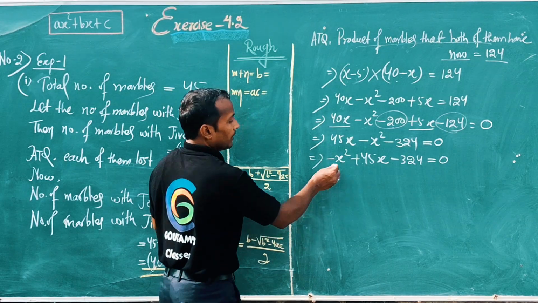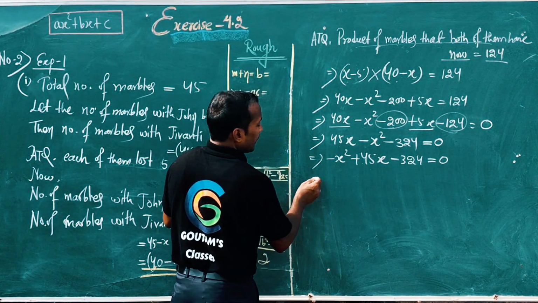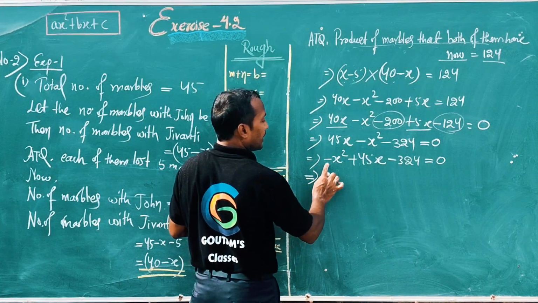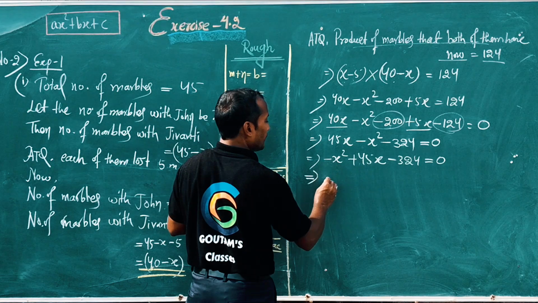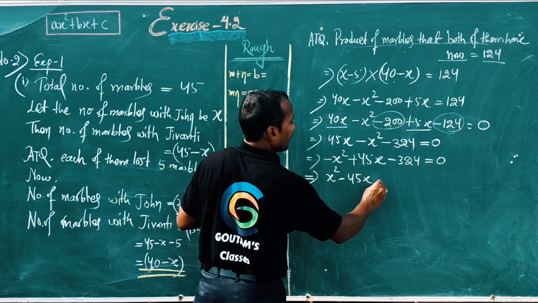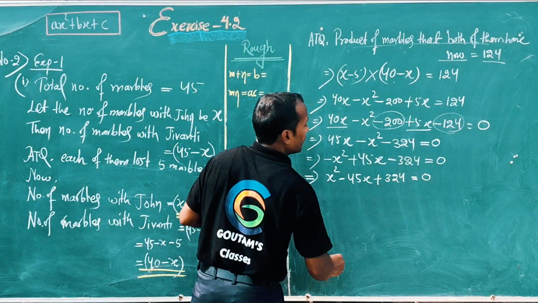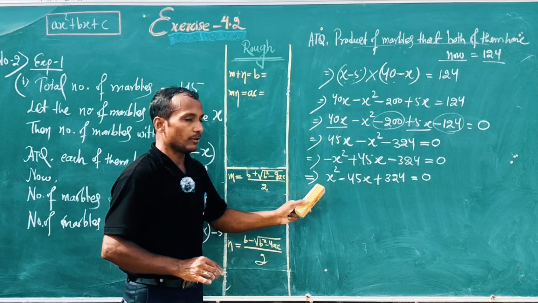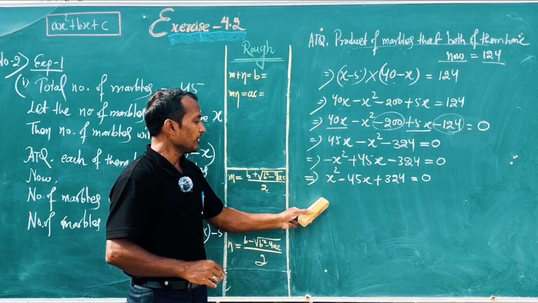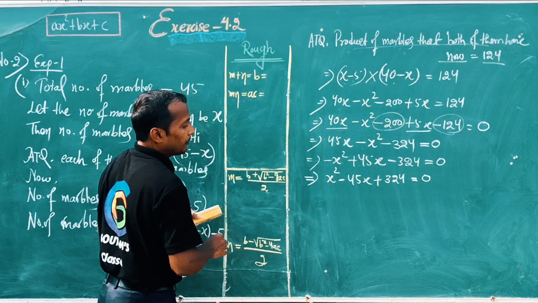You can see the term with x square is at the beginning: ax square plus bx plus c. But let me make the first term positive, so I will change the signs of the terms on LHS and RHS. Changing the signs, I get x square minus 45x plus 324 equals 0. Now I have the standard form. You can work with this also, but I want to make it positive because it helps in calculation and while taking common it becomes better.